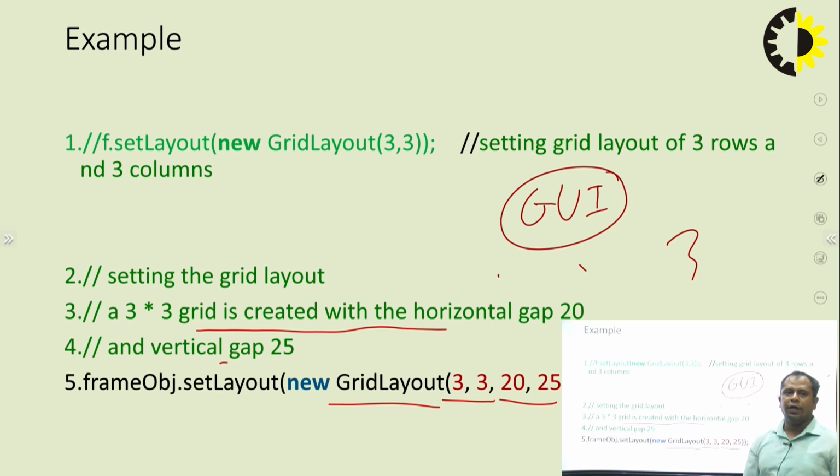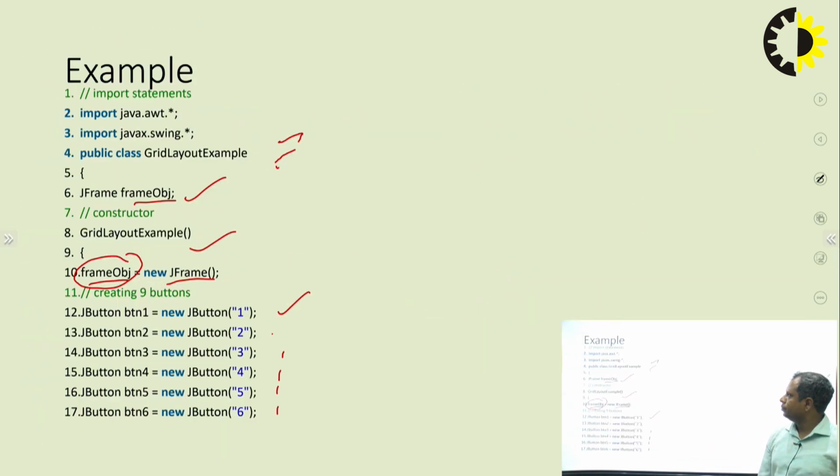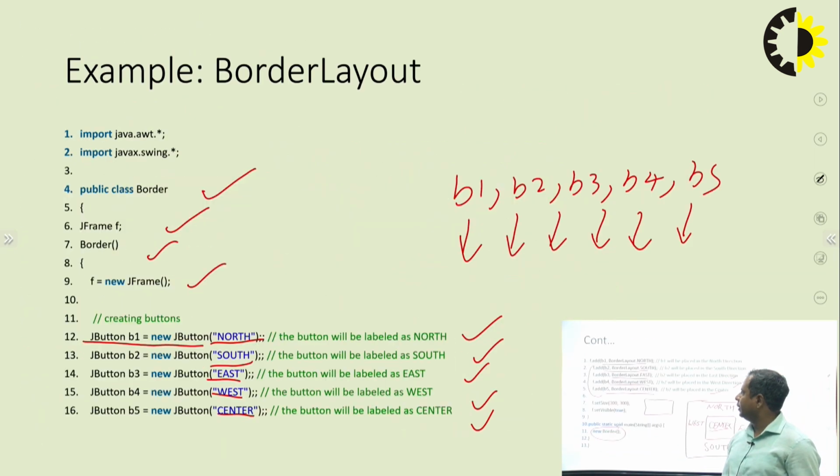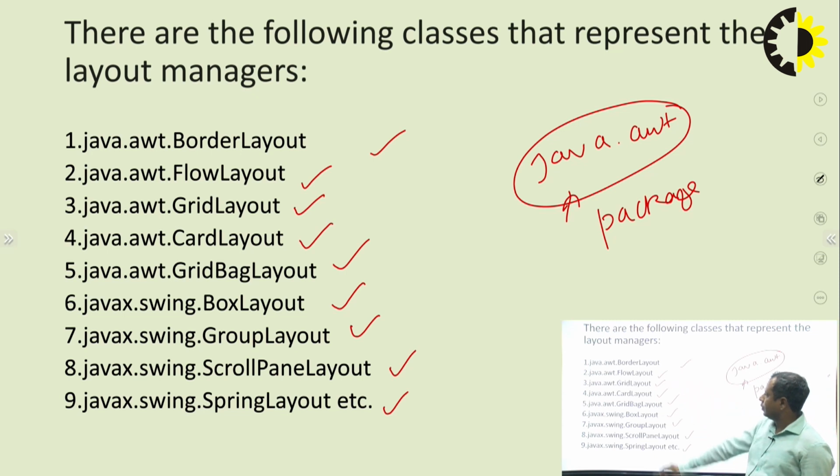If you want to create any GUI based application using AWT or Swing, then we will use a layout manager such as border layout, flow layout, grid layout, card layout, grid bag layout, box layout, group layout, scroll pane layout, Spring layout, etc.